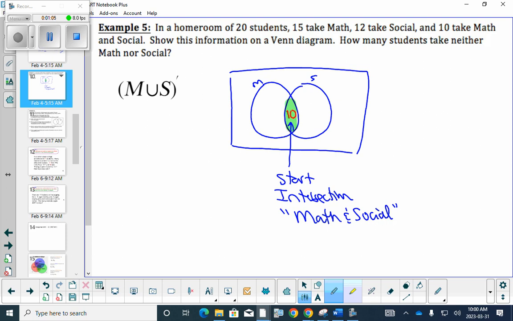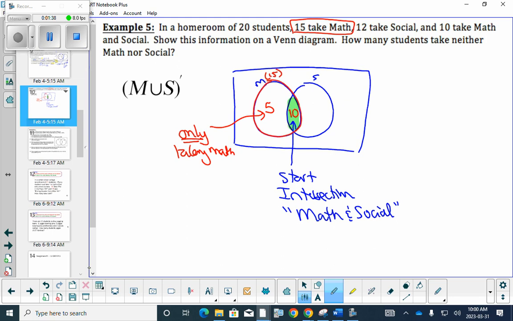Now, if we look at the question, it says 15 are taking math. So that means this entire circle has to add up to 15. So since I already have a 10 there, what goes here? 5. What 5 represents: these are the kids that are only taking math. Or in other words, they're taking math but not social.